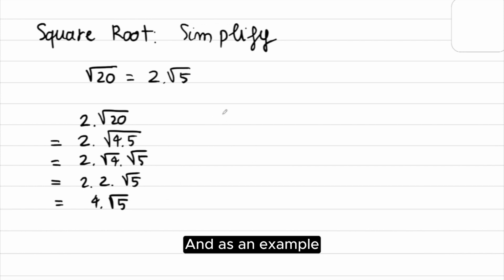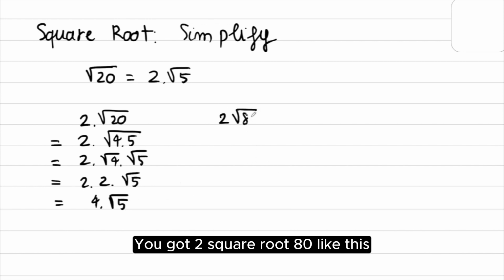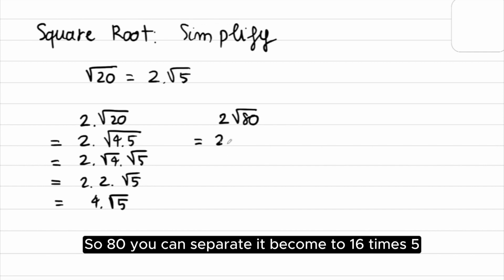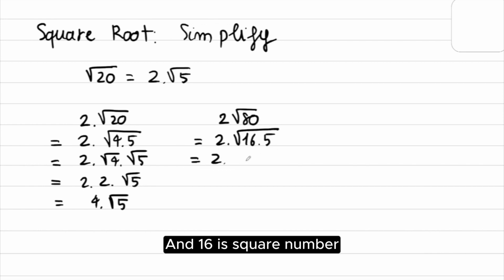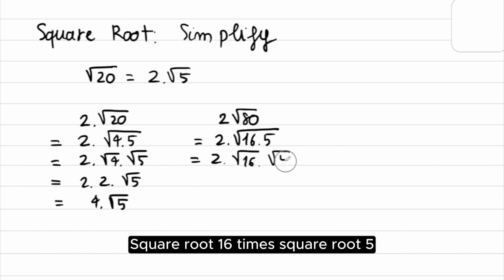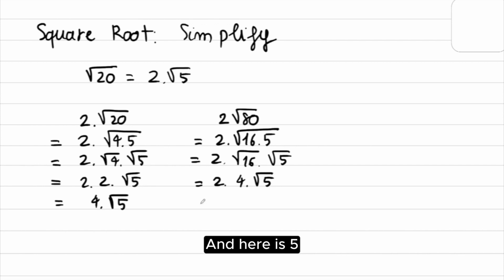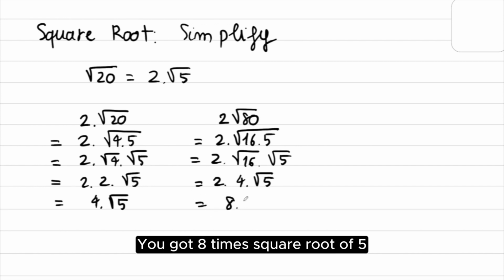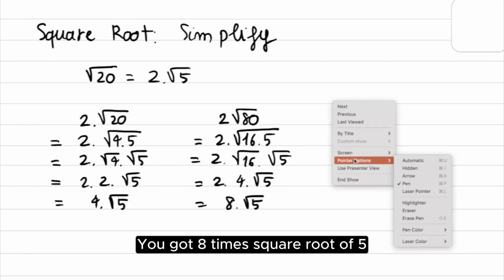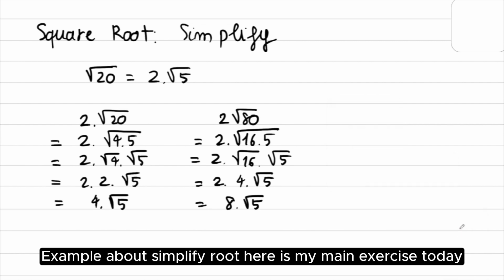Another example, you've got 2 square root 80. You can separate 80 into 16 times 5, and 16 is a square number, so square root 16 times square root 5. Then you get 4 and square root 5, and after that you get 8 times square root of 5. Okay, so that is very easy. That is the example about simplifying roots.